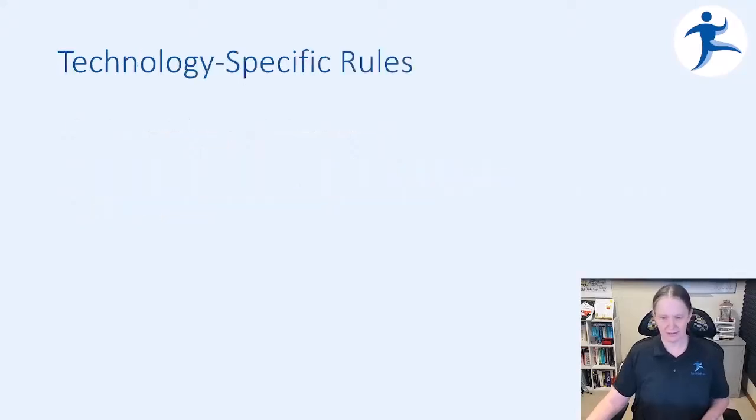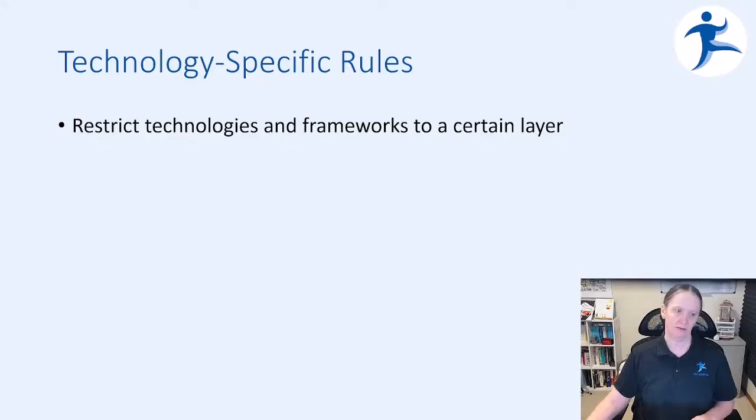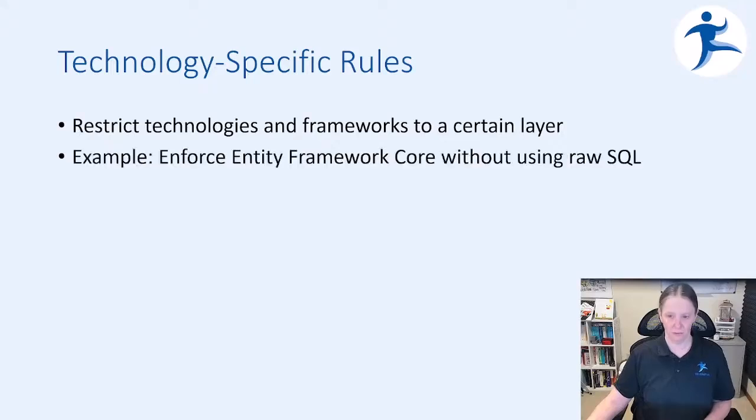Now there are also some technology specific rules. Now this particular one I wish I could demo, but I don't have it built here for today. So you can restrict your technologies and frameworks to a certain layer. So I could say, only show my Entity Framework Core and lock it down to this layer. So we don't have EF Core references in, for example, web. Web shouldn't be talking directly to the database anyhow. So we can write rules around that.